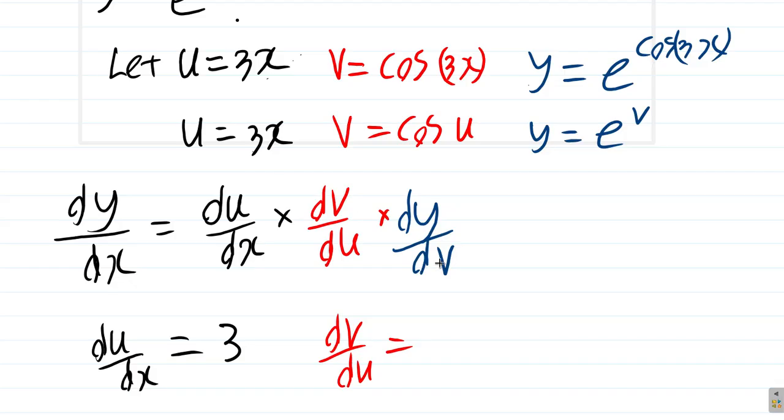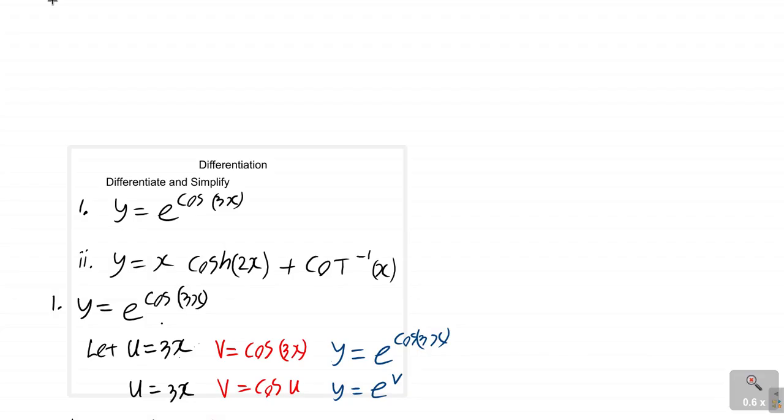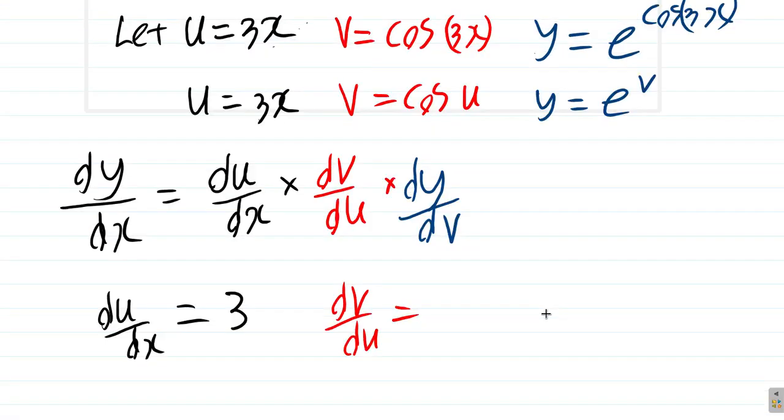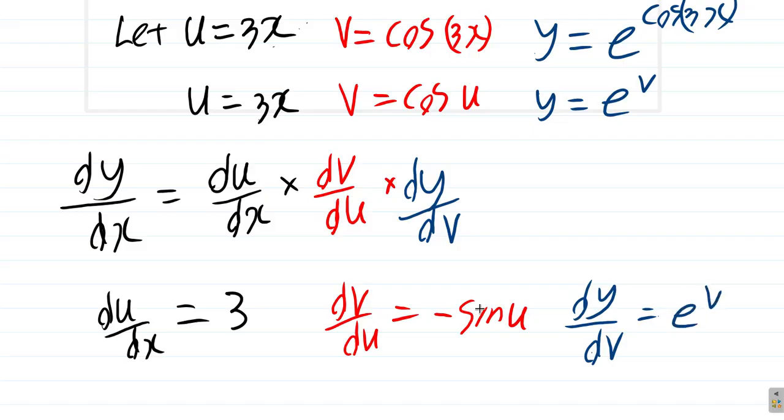So let's get back to this. When you have cosine, oh no, why this thing jump like that? Remember sine, cos minus sine. When you remember the table of derivatives, when you differentiate cos, you get negative sine. So this is negative sine u. Alright? And then dy by dv would be what? Well, it's e to the v, so you get back e to the v. You have to remember those things.